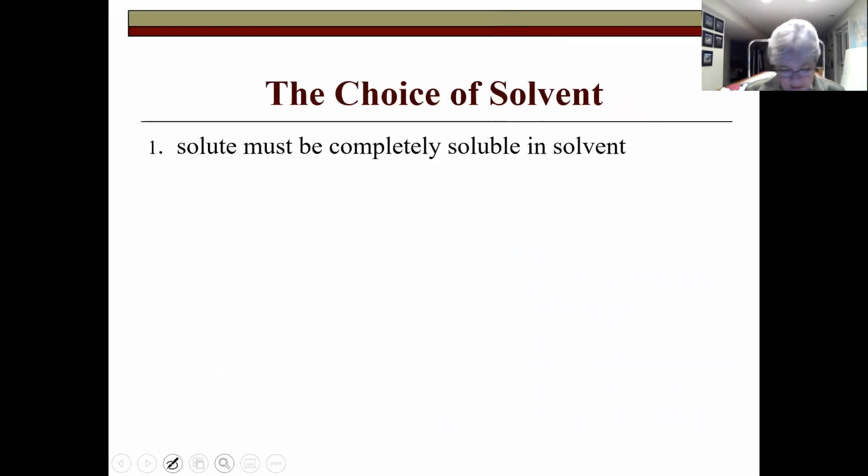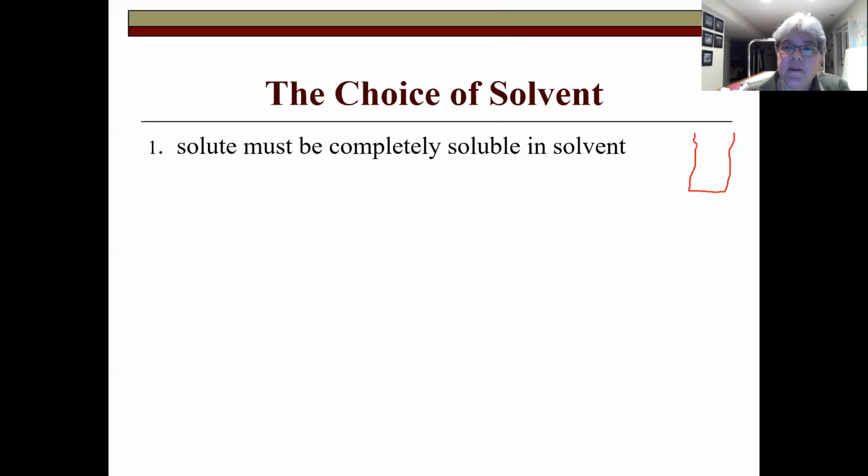Now we want to talk a little bit about choosing the solvent, and what's important for the solvent that I'm going to put my analyte in. So the first thing is the solute has to be completely soluble. What if it's not? Well, you have your cuvette and your solution, and if the solute is not soluble, you're going to have particles in that solution. When the light goes through, it will hit those particles and scatter, and you won't get a good absorbance measurement. So the solute has to be soluble.